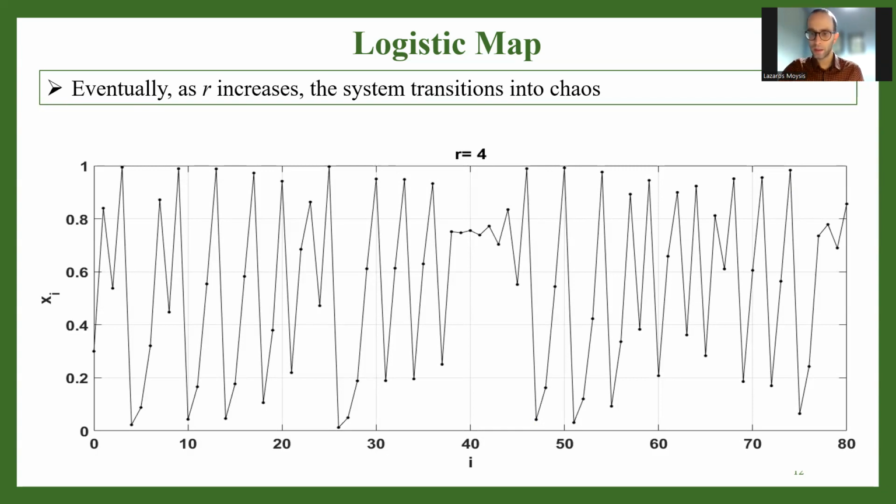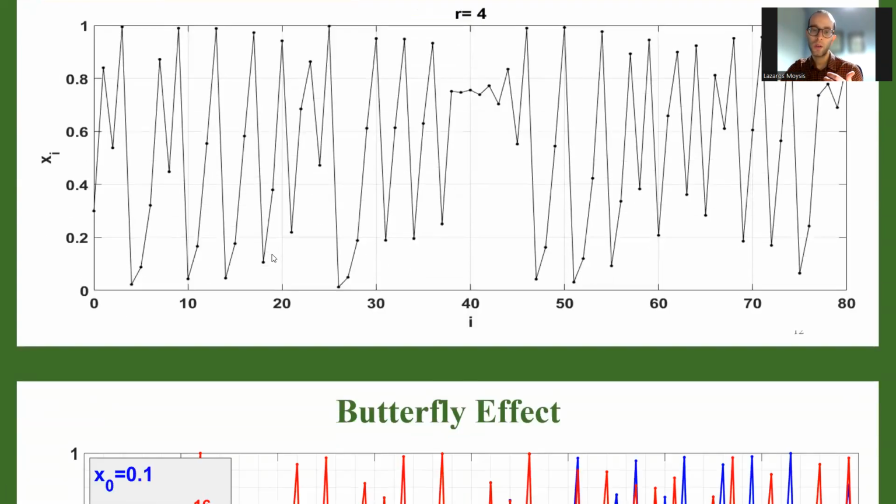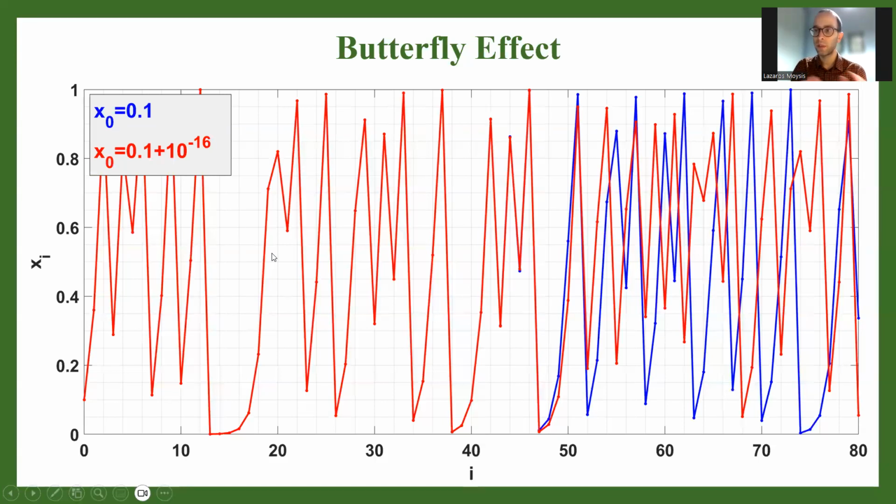And now that we're in chaos, we have this amazing phenomenon that you all have heard. It's called the butterfly effect. This phenomenon is called this way because it denotes the sensitivity to initial conditions. This is the butterfly effect right here. Let's explain it. I have two different simulations for the same parameter, r equals 4, and two only slightly different initial conditions. See, x0 is 0.1 for the blue trajectory, and 0.1 plus 10 to the minus 16th for the second trajectory.